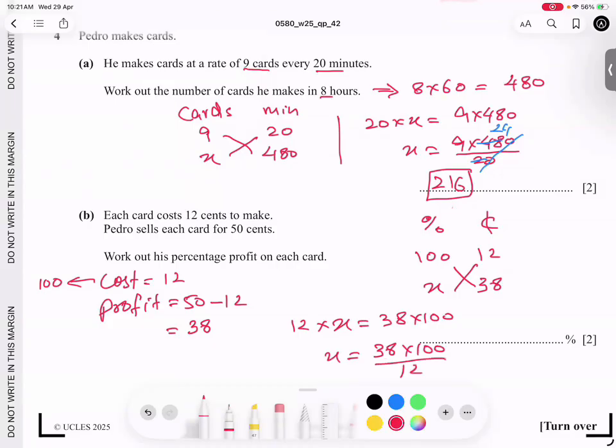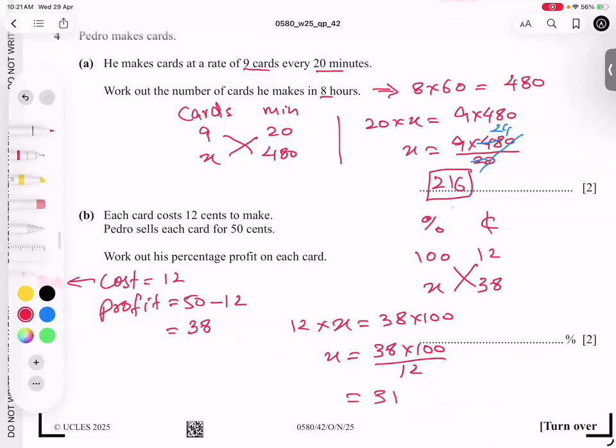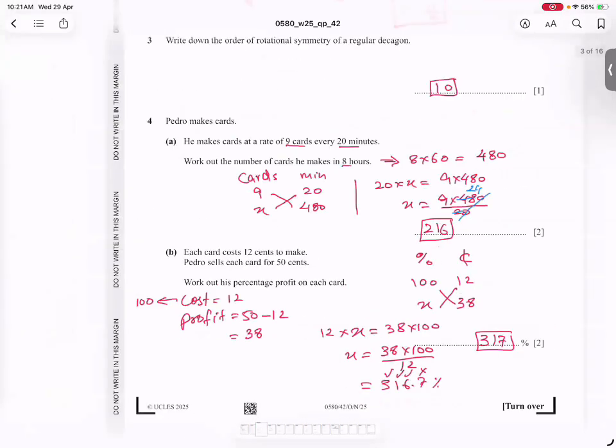So I think the point is very clear, students, and we are getting 316.7 percent. But we have to round to 3SF, so the answer is 317%. Because every answer we have to write to 3SF.